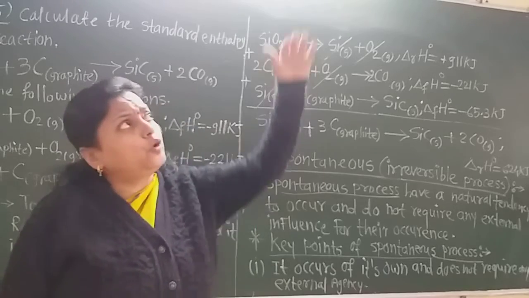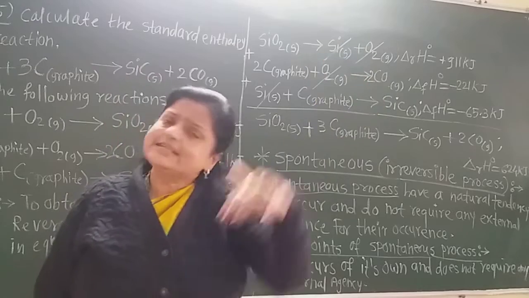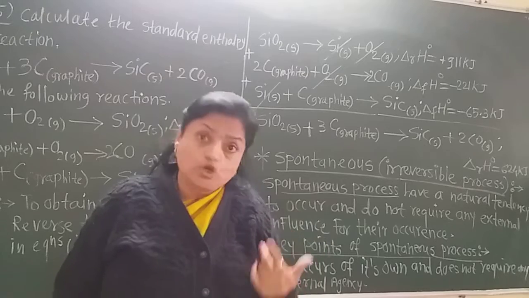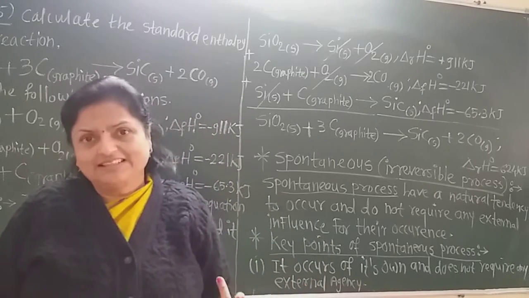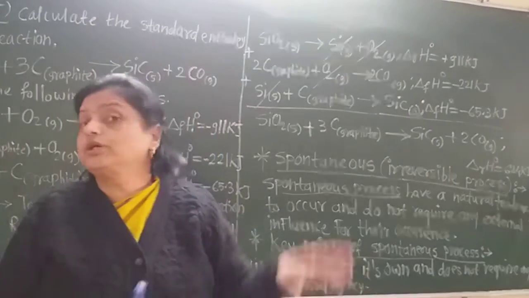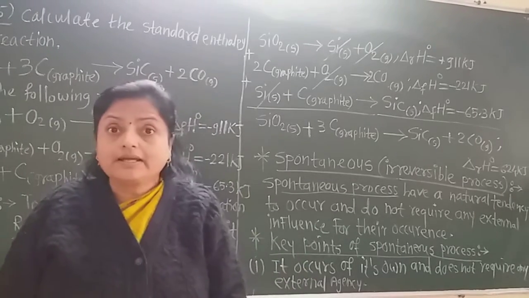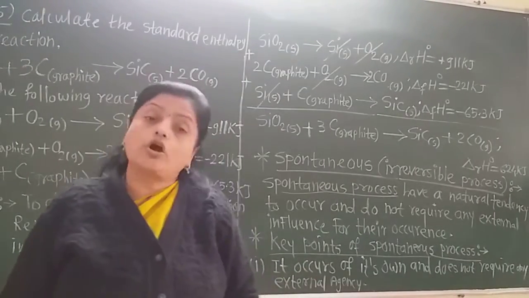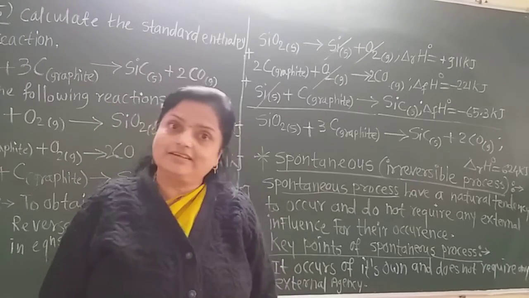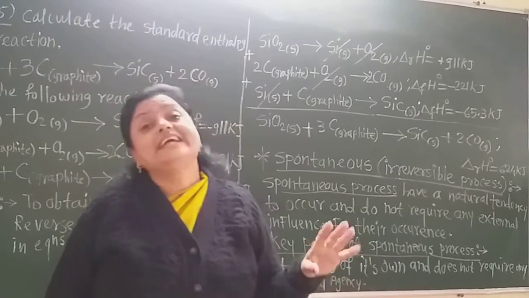For example, water flowing from a hill to the ground is a spontaneous natural process, or the formation of curd, yogurt, from milk is also a natural process. It cannot be reversed; the curd cannot be converted back to milk. Or the water which flows to the ground cannot flow back up the hills. It requires a pump for that. But the natural process does not require any external agencies.